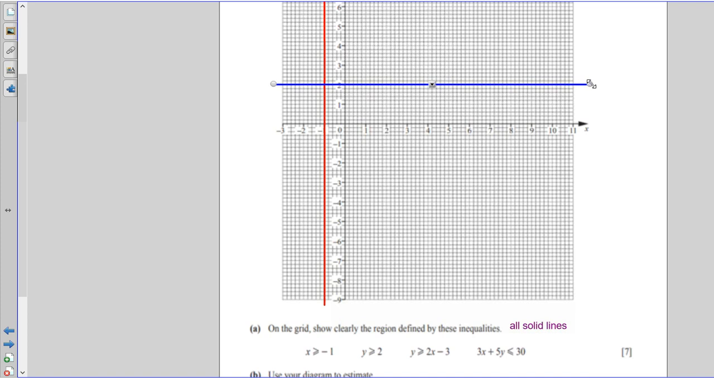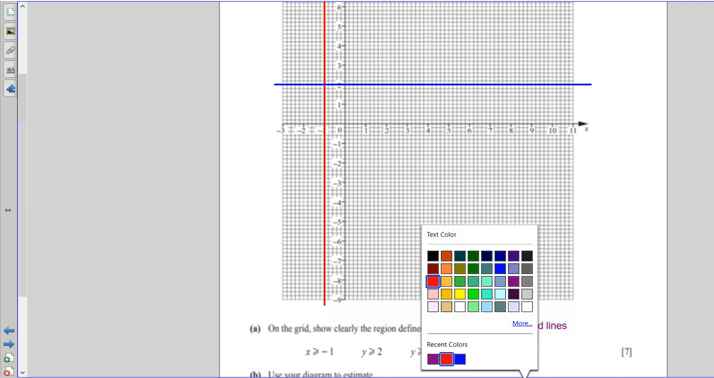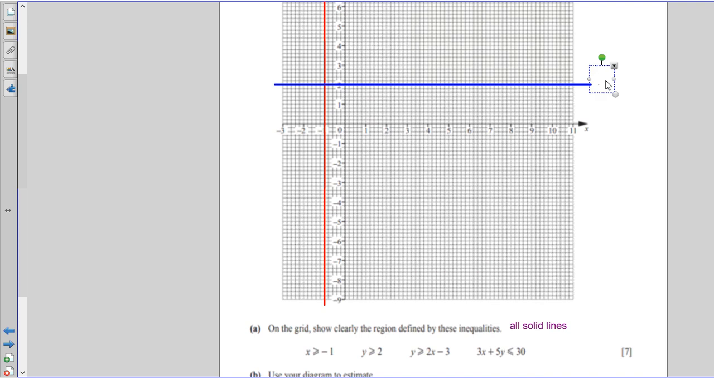And now I've got to label it. The line is y equals 2. It's not -2, it's y equals 2. So let's label that y equals 2. Which region would that be? So it's saying that y is greater than or equal to 2. So it would be this region up here. So everything above the blue line is that region specified.